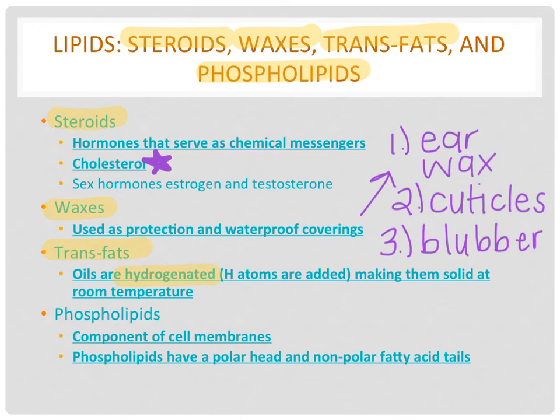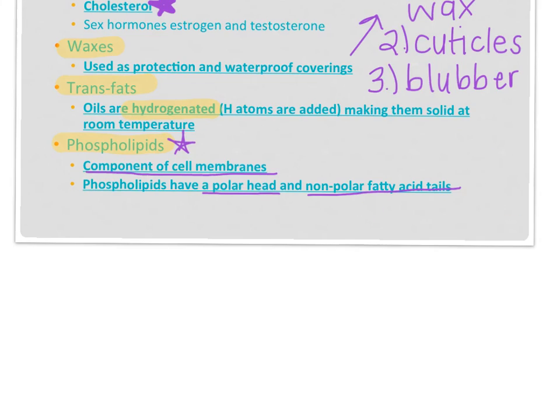And the last group, this group is going to be the most important. This one deserves a big old star. These are called phospholipids. Now, first write down the two lines that have been bolded and underlined for you. You need to know that phospholipids are components of cell membranes, okay? And you also need to know that they have a polar head and non-polar fatty acid tails.